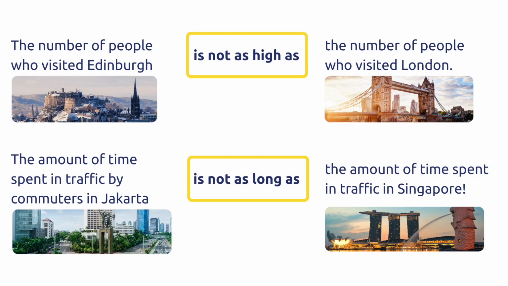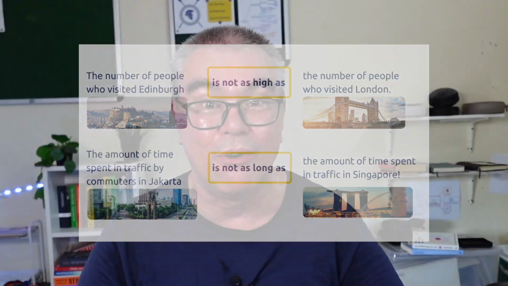Here are a couple of examples of a full comparison sentence using this pattern. The number of people who visited Edinburgh is not as high as the number of people who visited London. The amount of time spent in traffic by commuters in Jakarta is not as long as the amount of time spent in traffic by commuters in Singapore.